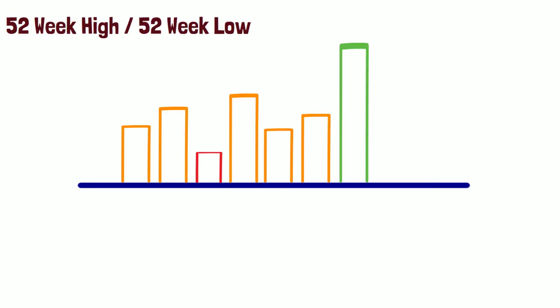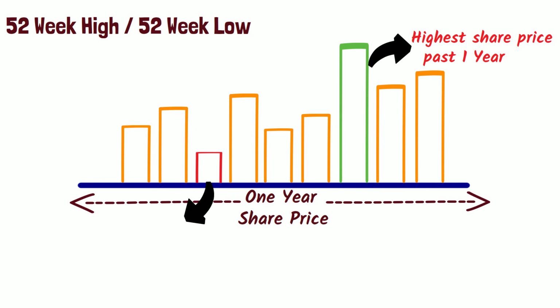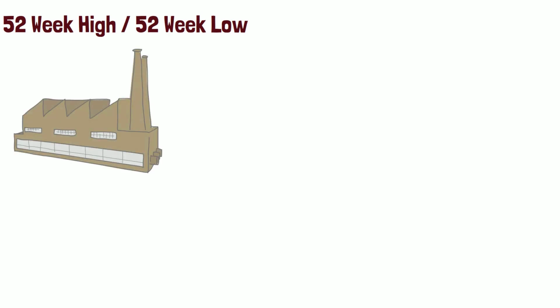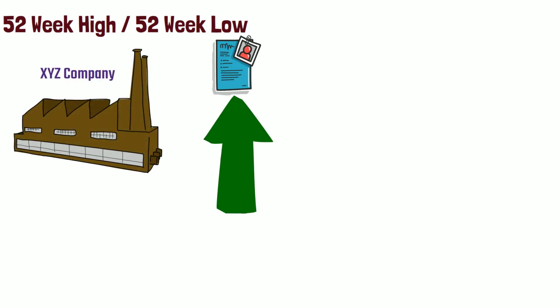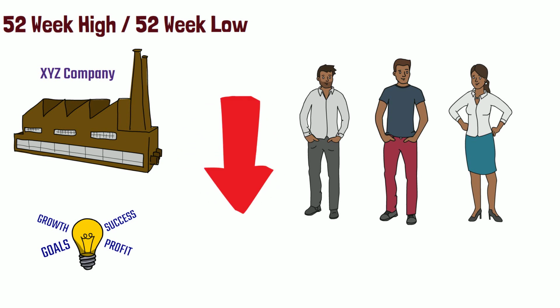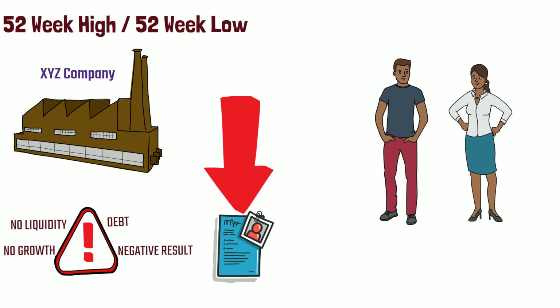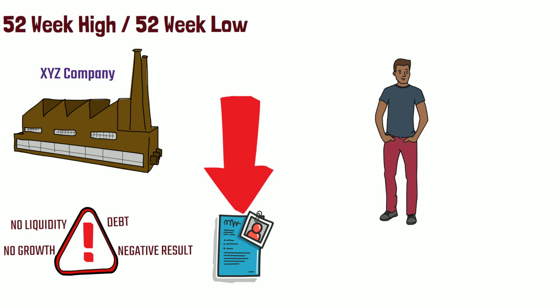52-week high and 52-week low. As the name suggests, the 52-week high is the highest price of a share over the past 1 year, and 52-week low is the lowest price of a share in the past 1 year. If you see a stock on its 52-week high, it means that company is doing good business and it is attracting the buyers. On the other hand, if you see a company on its 52-week low, it means something is seriously wrong with the company and it is better to avoid buying shares on 52-week low.